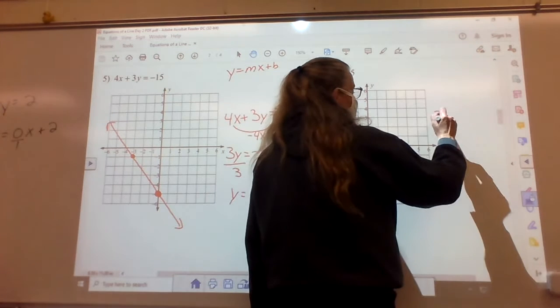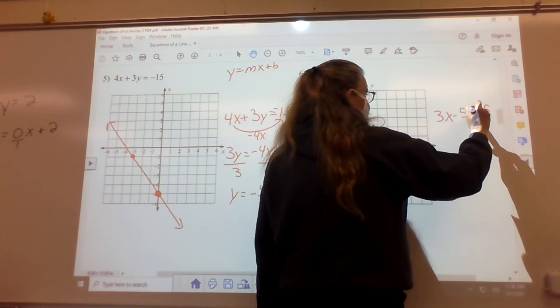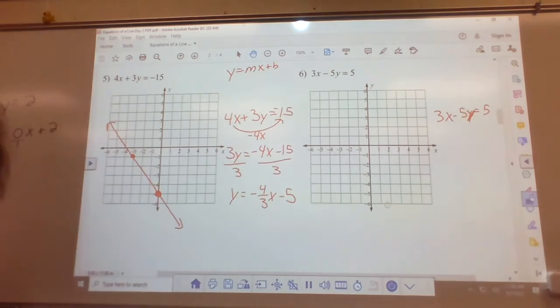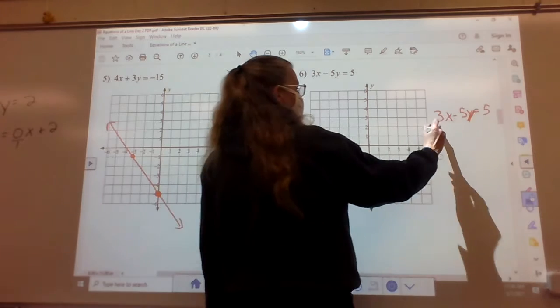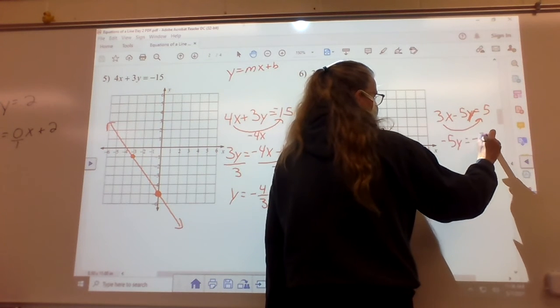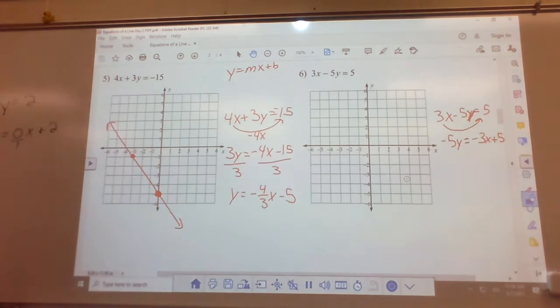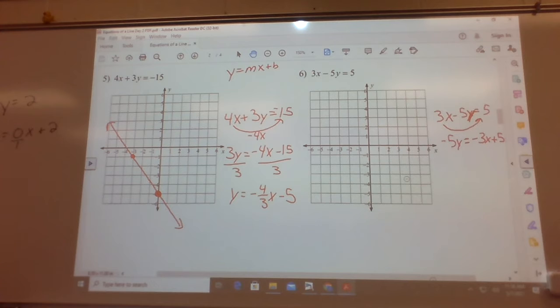So 3x minus 5y equals 5. I'm just rewriting it so I have a place to work. Move the x. Make sure when you move it, you change it to the negative. I'm going to slide it over. Negative 5y equals negative 3x plus 5. I moved the x. It was positive on the left, so to move it, I had to subtract. Divide by negative 5.